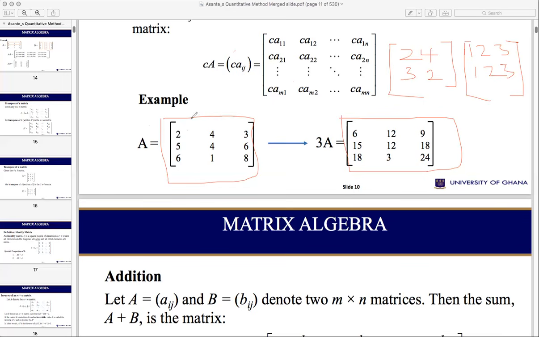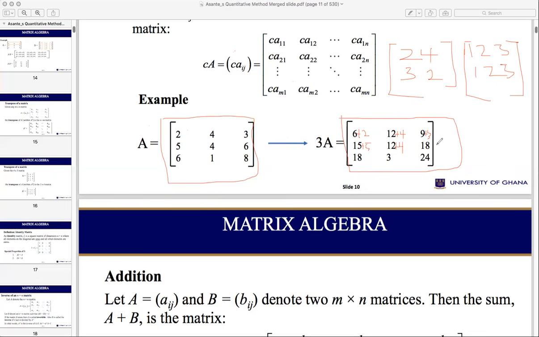So now if we want to add this one to this one, we take row 1 here and then row 1 here. So here will be 6 plus 2. Then this one will be 12 plus 4. Get it? This one will be 3 plus 9. And then this one will be 5 plus 5. And this one will be plus 4.